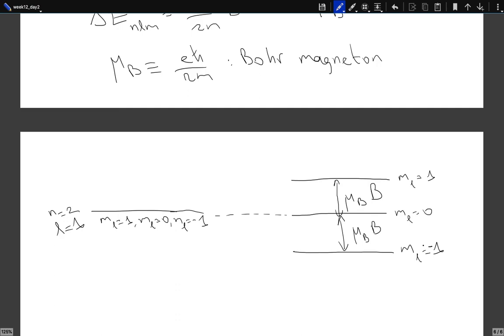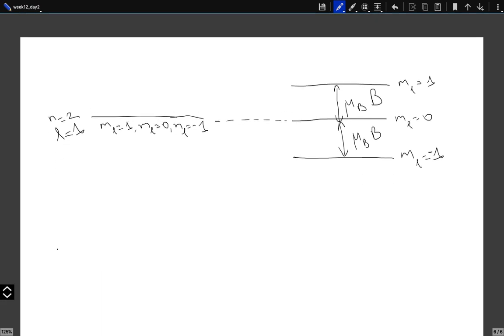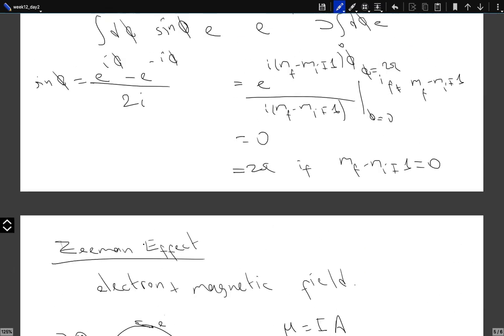Now let's see what happens in the transitions. You see, we already know the selection rules. Delta L should be 0 plus minus 1. That is one constraint we have. And delta M should be plus minus 1. That is definite. Sorry, my mistake. Delta L has to be plus minus 1, and delta M should be 0 or plus minus 1.